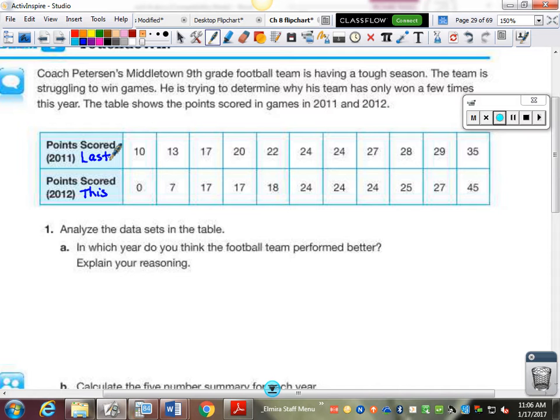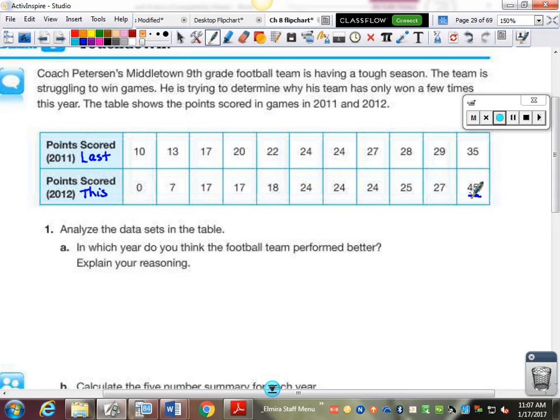Well, let's see. 2012, 0, 7, those are some pretty low numbers, but up on this end, we got some pretty good numbers, including a 45. So he's saying they're not doing as well this year, but look at that 45. That's higher than any other value from last year. On the other hand, last year, the lowest number is 10, and we seem to be a little more toward the middle. So the points are spread out more in the second year, and they're a little closer together in 2011.